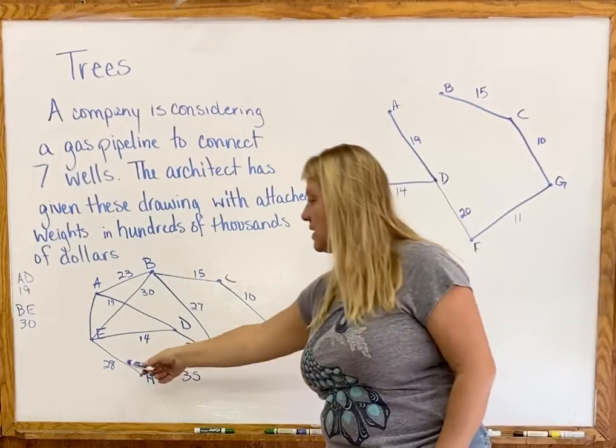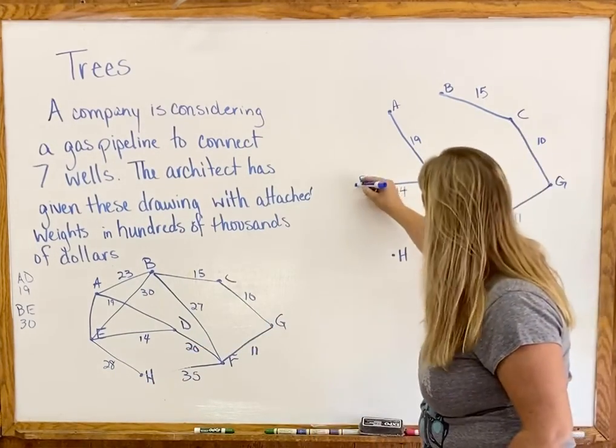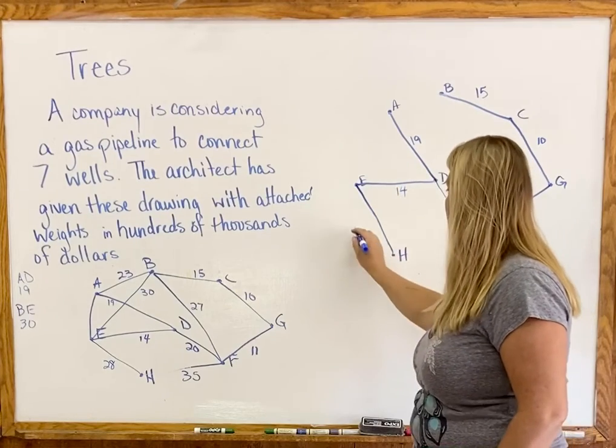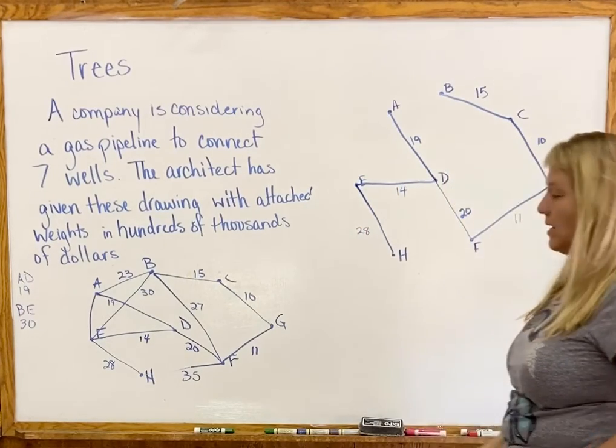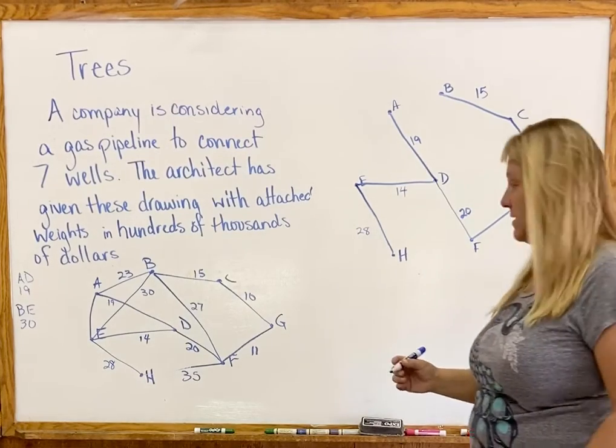Then finally comes the 28. Do we need the 28? Okay, so we most definitely need the 28 to hook up H there. Now, it's maybe not a pretty pipeline, kind of all over the place, but that's not what was important here. What is important to this company is to minimize their cost, right? They don't want to be charging millions and millions of dollars for this. It's going to be bad enough as it is.